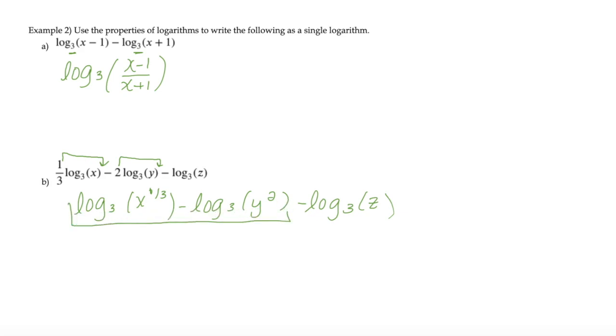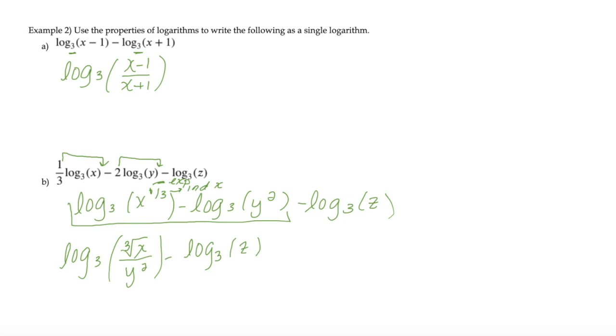They are subtracting, so we'll want to divide the insides. I'm also going to turn x to the 1/3 power into a cube root, because 1 will be the exponent and 3 will be the index. When I'm dividing, then I'll have log base 3 of the cube root of x over y squared minus log base 3 of z. This tells me I need to divide.